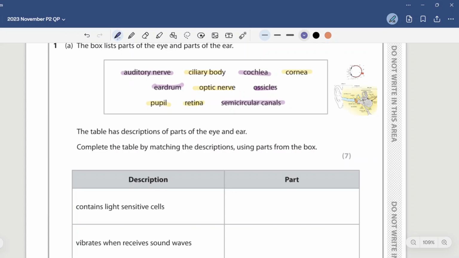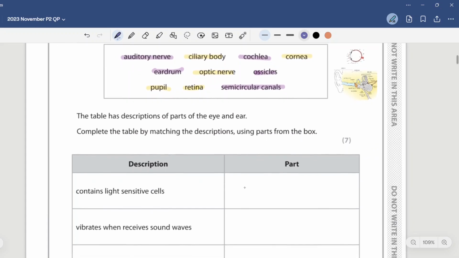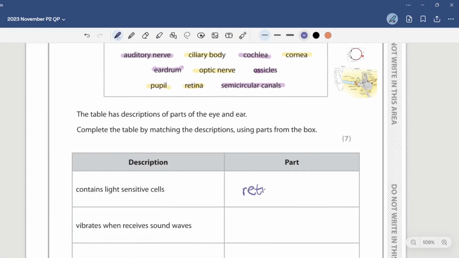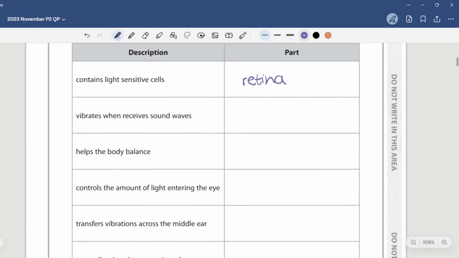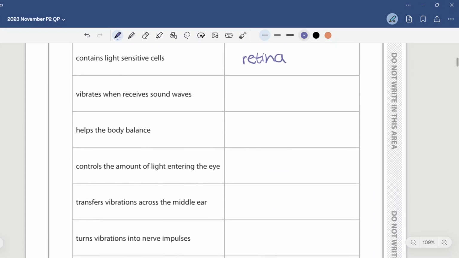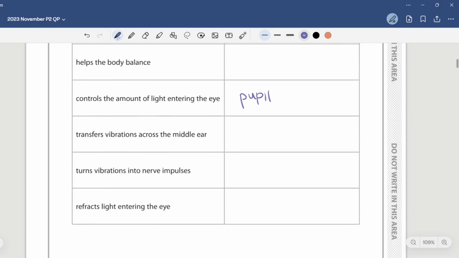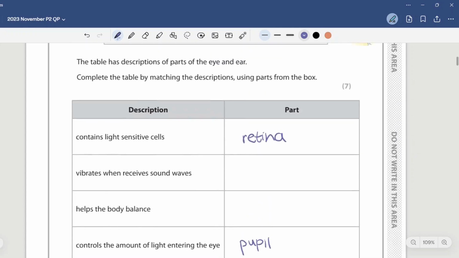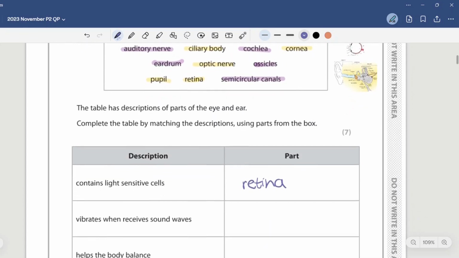So let's write the stuff out for the eyes. Contain light receptors, that is retina. Controls the amount of light entering the eye, that is your pupil. So if your pupil dilates, meaning that it gets larger, then more light can enter your eyes. Refracts light entering the eye, that would be your cornea.